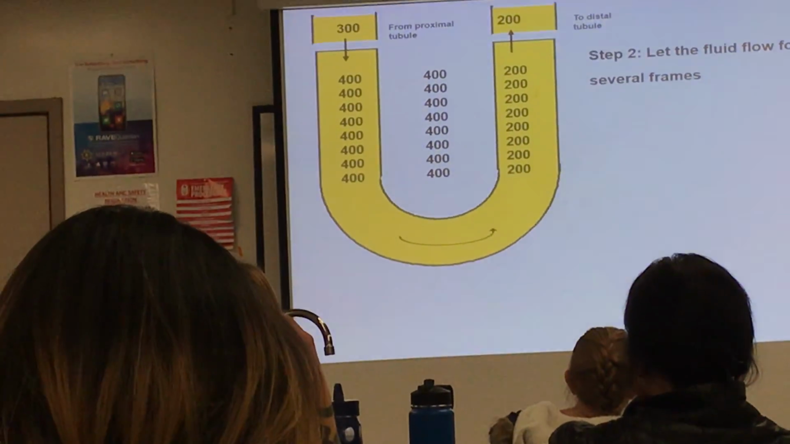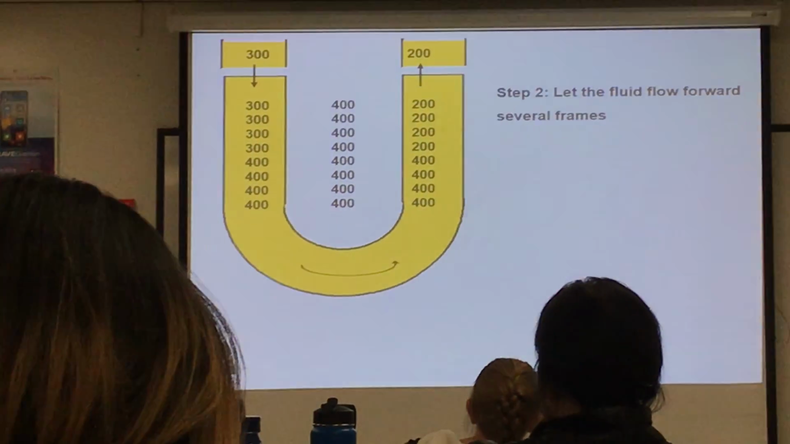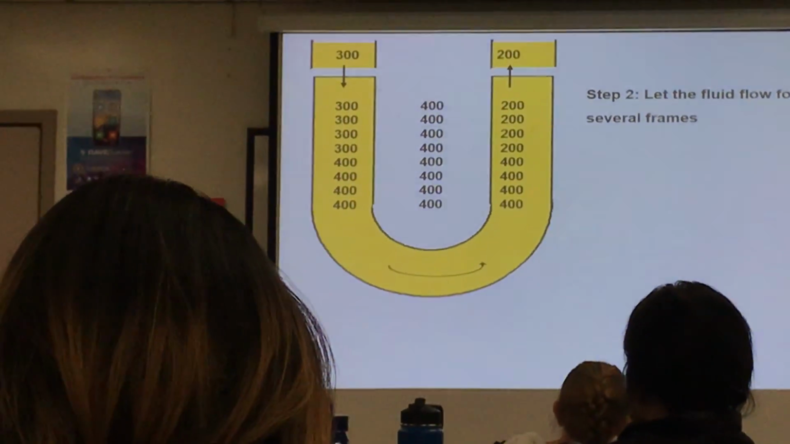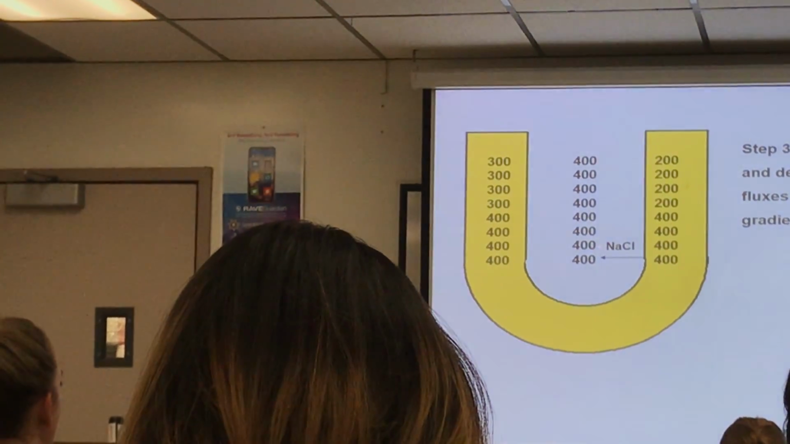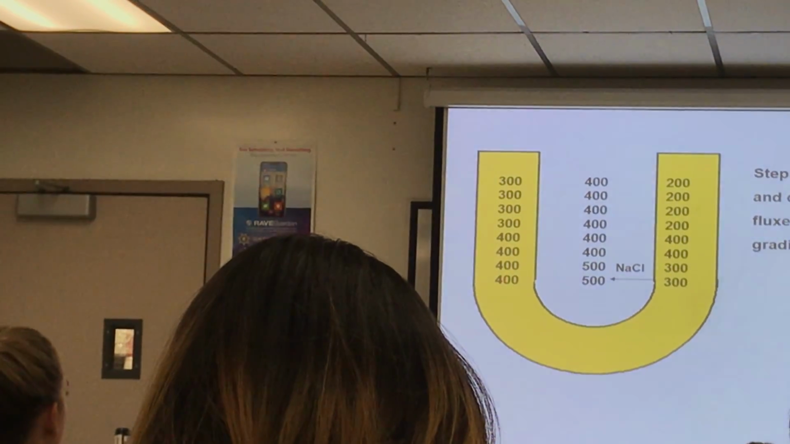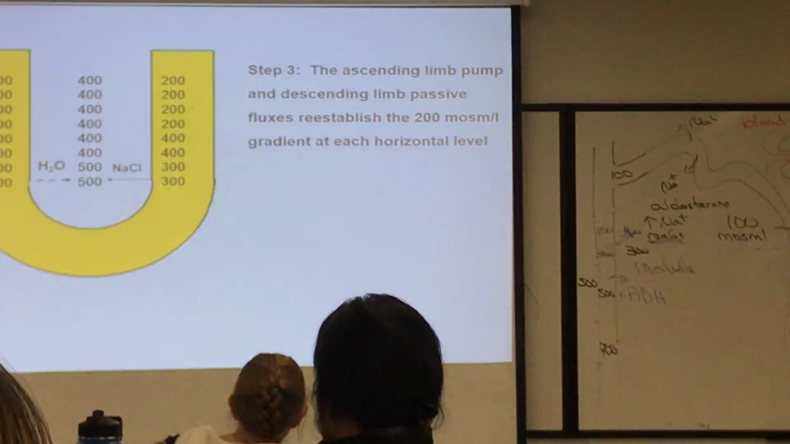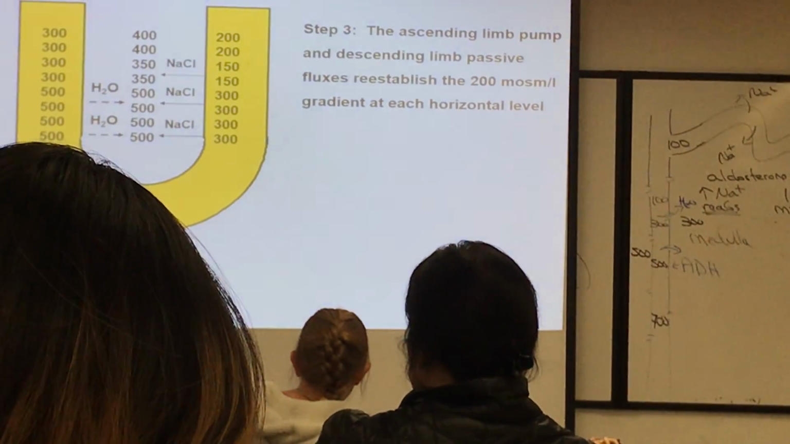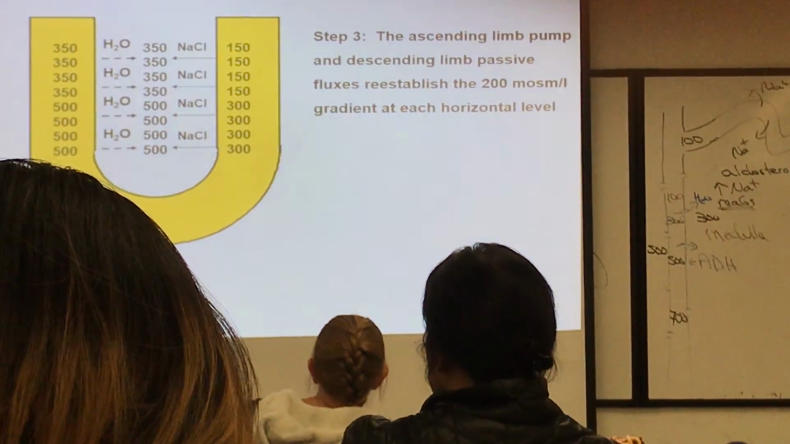Okay, so we're now going to let this move. We're going to move over here. Now we have 400 on this side. Okay? So now we pump out more. And 500 is higher, still higher than 400. So water moves out, and this becomes 500. And we have a gradient from 350 to 500.